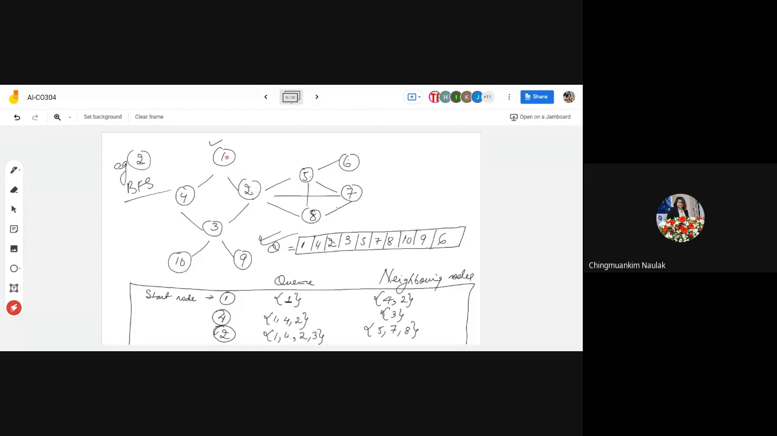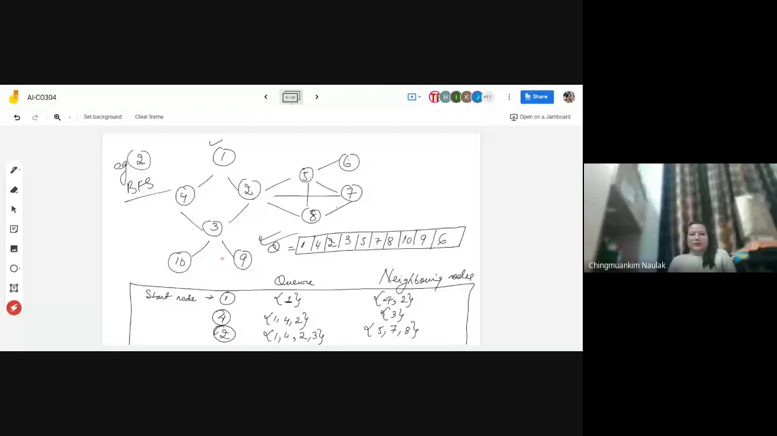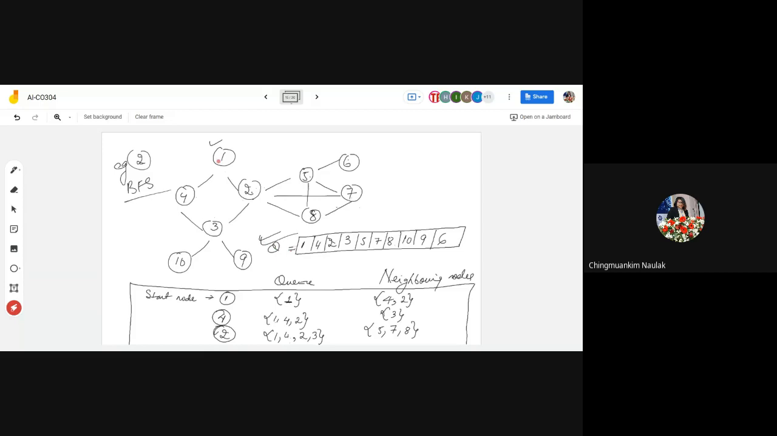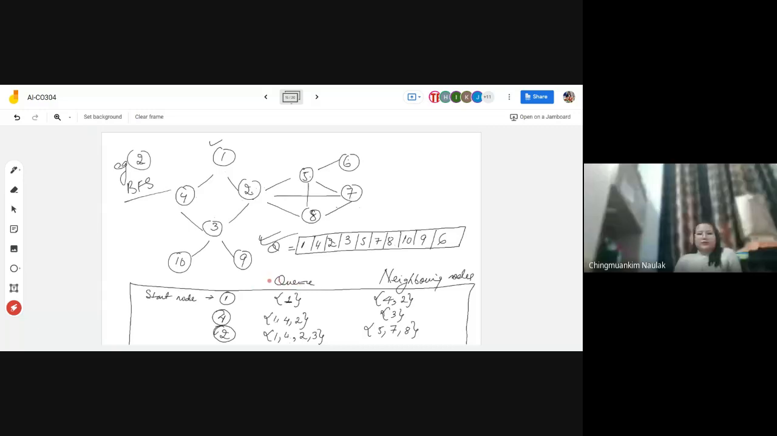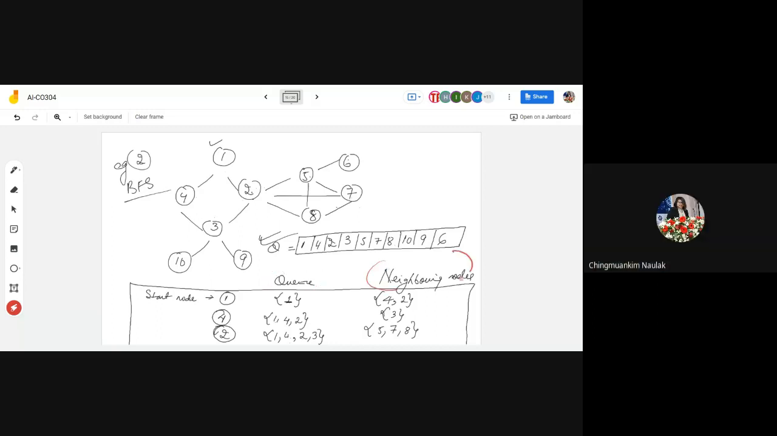The second example was that you have the nodes 1, 4, 2, 3, 10, 9, 5, 8, 6, 7. For the same thing, you'll draw a queue, and the total number of nodes here is 10, so you draw a queue that can contain 10 nodes. My way of solving this is I first write the queue here with the neighboring nodes, and over here I write down the nodes that I'm going to explore. Let's try to explore this first.